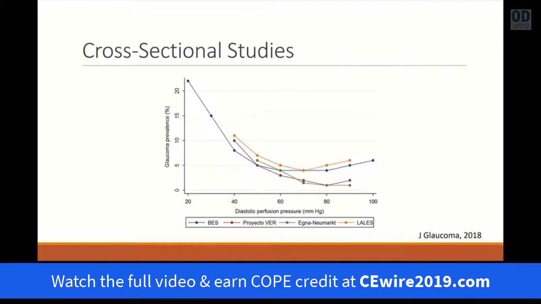And this just shows the relationship of the diastolic perfusion pressure and glaucoma prevalence in this group. And you'll notice that there's an inflection point here in all these studies, around 50 or so millimeters of mercury. So we think that if the diastolic perfusion pressure gets on average below 50, we start to see a greater incidence, or prevalence, I should say, of glaucoma.